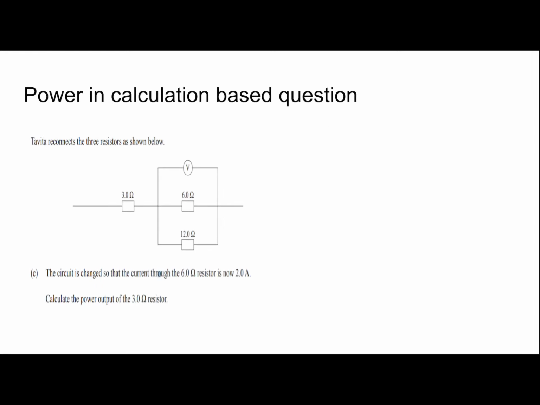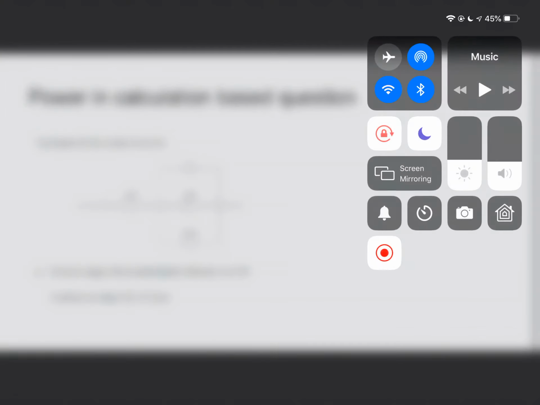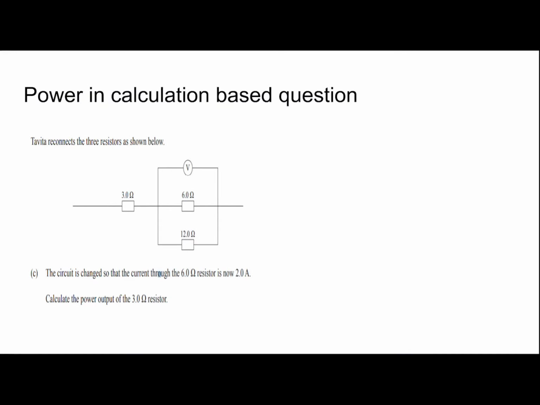So, power and calculation based questions. Tavita reconnects the three resistors as shown below. The circuit is changed so that the current through the 6 ohm resistor is now 2.0 amps. Calculate the power output of the 3.0 ohm resistor. So what we need is power, and for power, voltage and current.